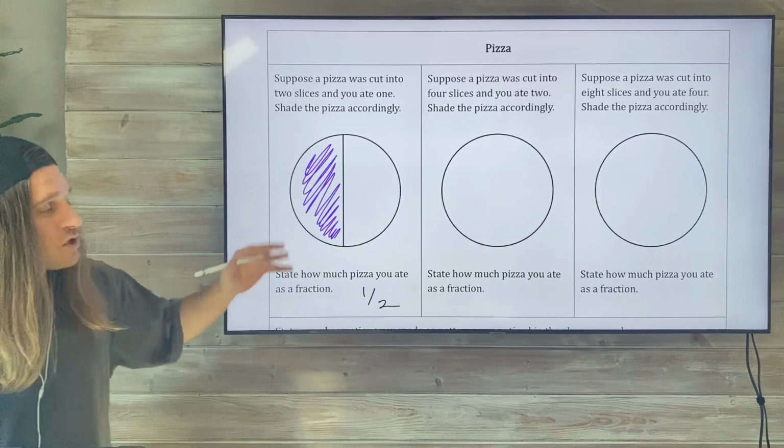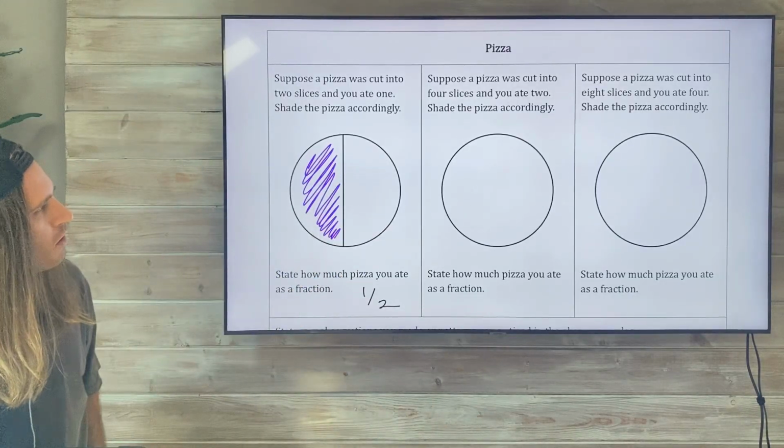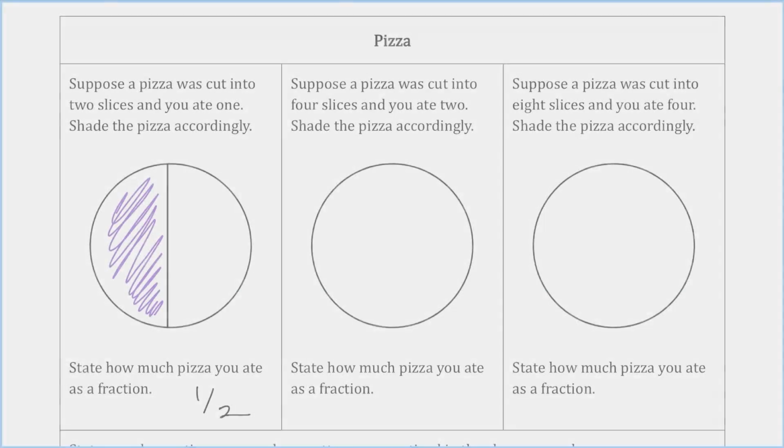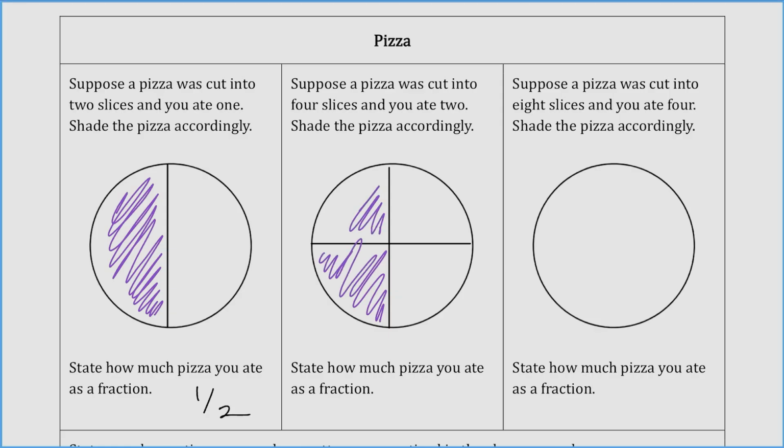Now, if you didn't try that one on your own, again, I would encourage you to try these other 2 on your own. But I'm going to do them right now. Here we go. Suppose a pizza was cut into 4 slices and you ate 2. Shade the pizza accordingly. So this time we're cutting the pizza into 4 slices, and then you're going to eat 2 of them. So 1, 2. And then down here below, state how much pizza you ate as a fraction. There were 4 slices and you ate 2 of them. So 2 out of 4 would be the answer there.